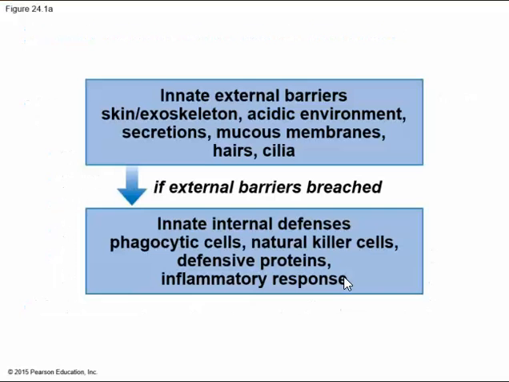So, in invertebrates, they have external barriers like the exoskeleton, an acidic environment. Secretions, which contain compounds against micropathogens. We have mucous membranes, hair, cilia that line our trachea, which help filter germs and other things out of our lungs.